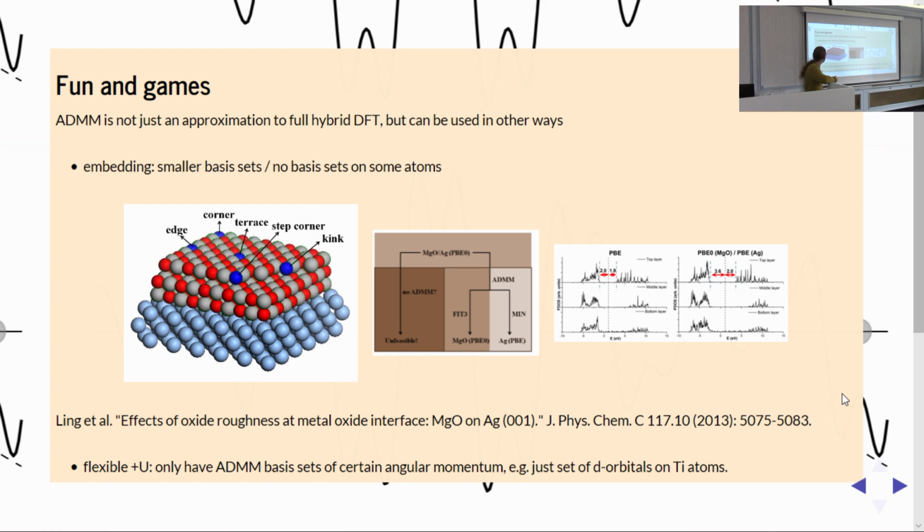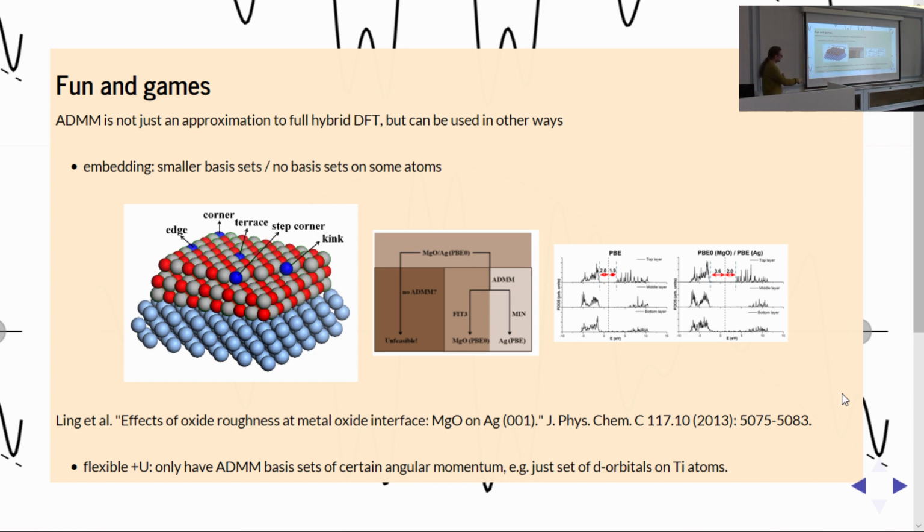Just to say, in principle, this is sort of a bit advanced, you can do quite a lot of things using ADMM. There was a paper we did a while back. We had magnesium oxide, an insulator, on top of metal, and we put an ADMM basis on the magnesium oxide, but not on the silver. So we had sort of a GGA calculation of the substrate and a hybrid calculation of the stuff grown on top. And that worked okay. There's some issues with it. So that's a bit of flexibility.